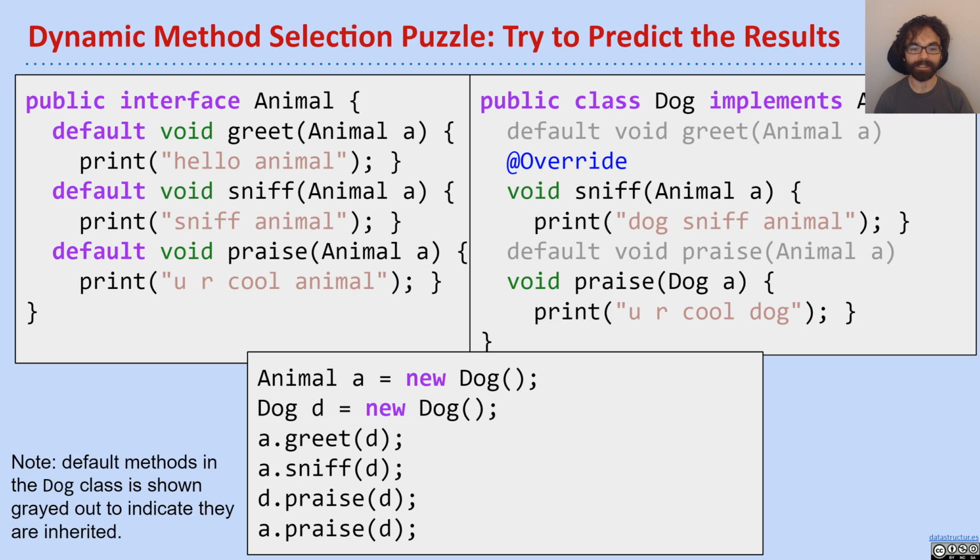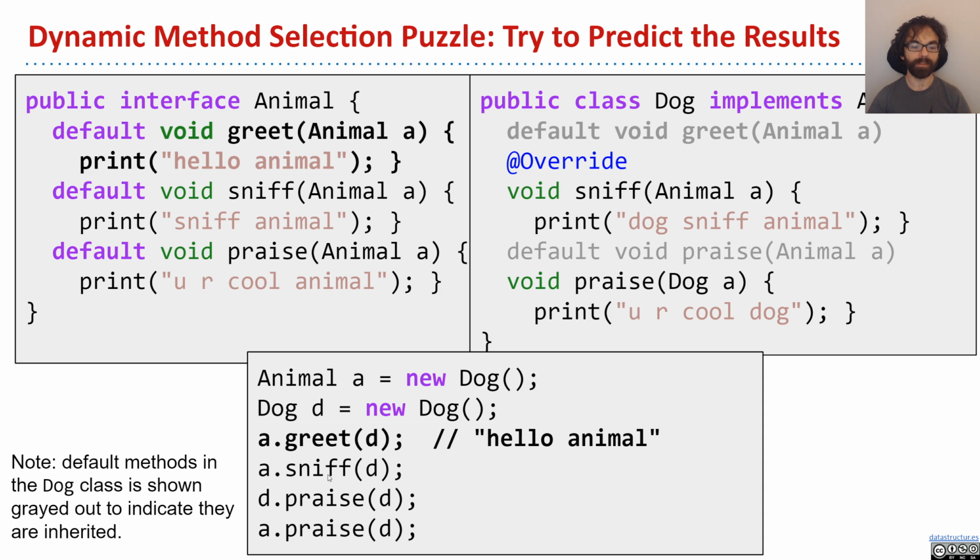Okay, let's see the answers. So, whenever we do a.greet(d), we say hello animal. All right, so the idea here is that the animal class has a greet method, and it's inherited by the dog class. No surprise there.